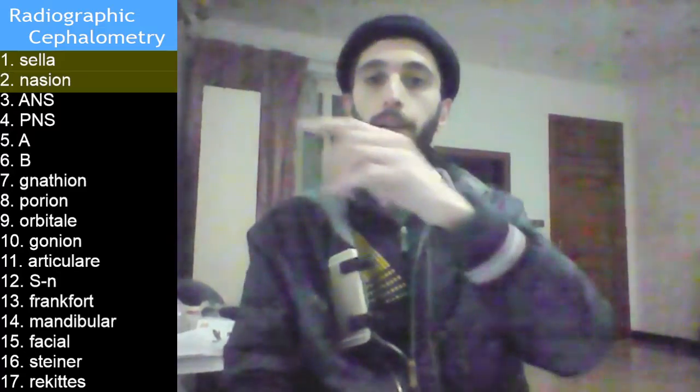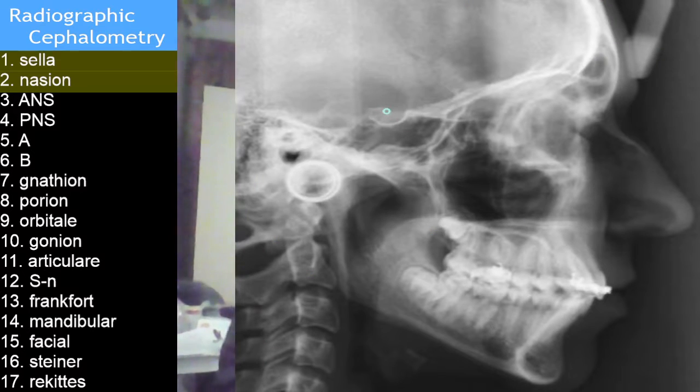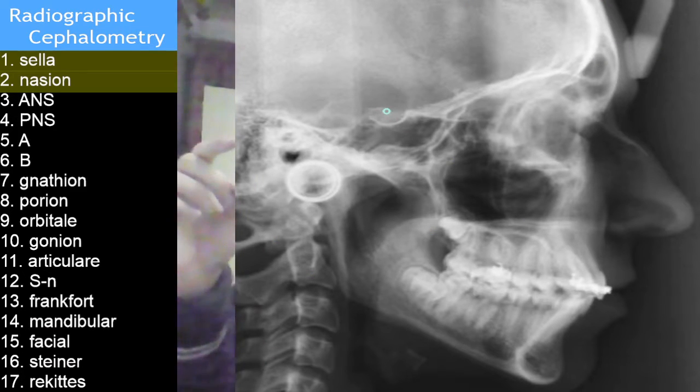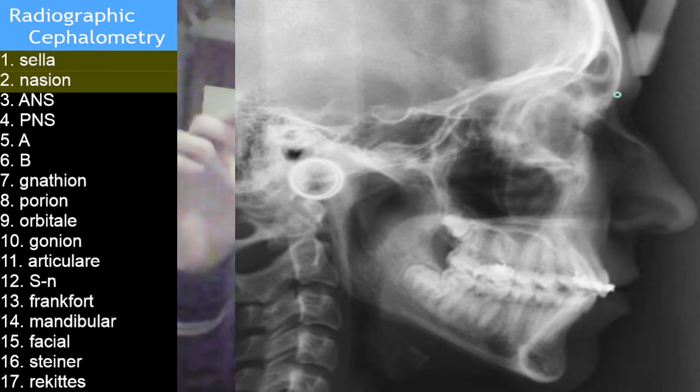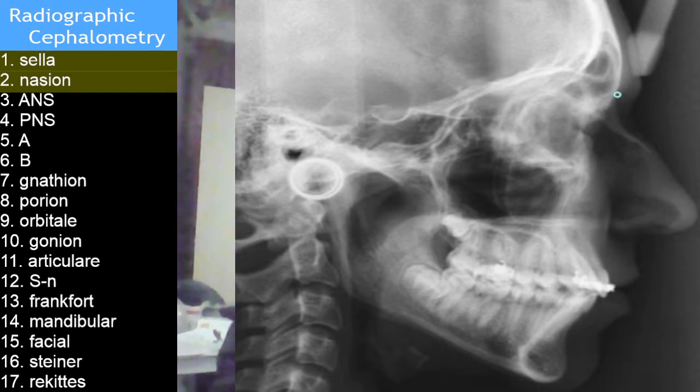Okay, now let's move on to the second point, the nasion. What is the definition of the nasion and where does it show up in the cephalometric radiograph? First, we said the sella is the middle of the sella turcica, and now we will describe the nasion. I will read some explanation about the nasion from the book.